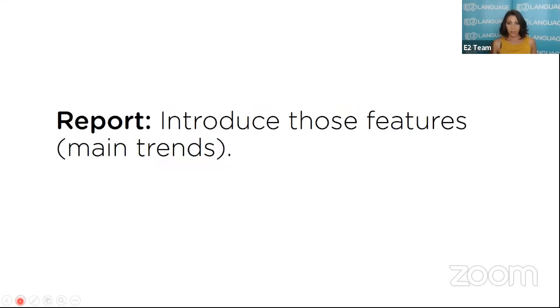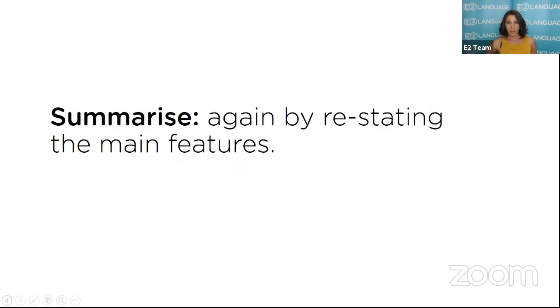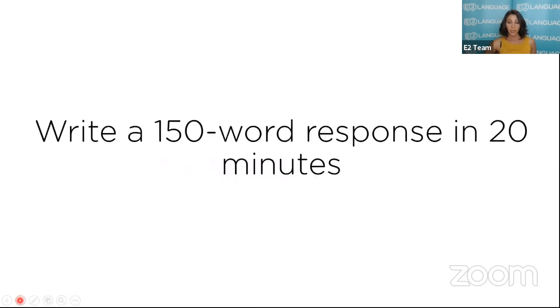You then need to report these features. So introduce them and give their overview. So these are what we call the main trends. You also need to compare these features by explaining what the data represents and providing statistics from the graph. And then summarize again by restating the main features. So the 4 things you have to do for this task that you're given in the instructions are summarize, select, report, and compare. I'm going to show you how to do each of these things using a specific structure.